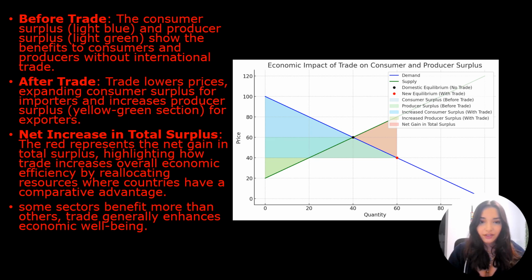So this is just a graph. Before trade, consumer surplus is in the light blue and producer surplus is light green. And then after trade is the yellow-green section, and the net increase in total surplus is the red.